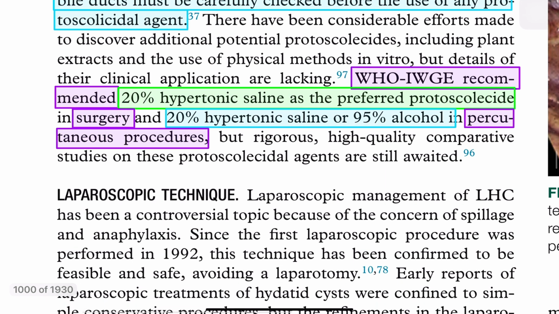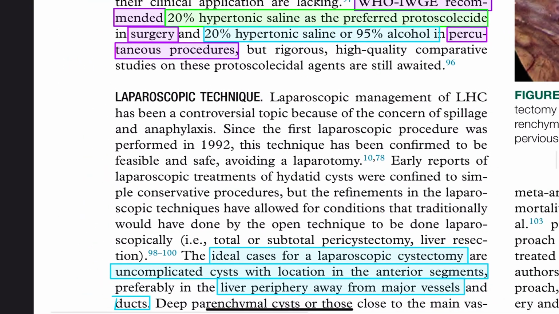So WHO said 20% hypertonic saline is the preferred scolicidal agent. So 20% hypertonic saline, okay, when you are performing surgery, and if you are doing a percutaneous procedure, so 20% hypertonic saline or 95% alcohol. You can use both.